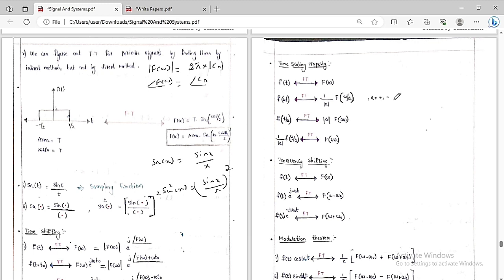A can be positive, a can be negative. If in the above formula we replace a by 1 by a, then we are going to get mod a into F of a omega. So I request you to remember only this formula. If you know this one, we can get the value of this one also.